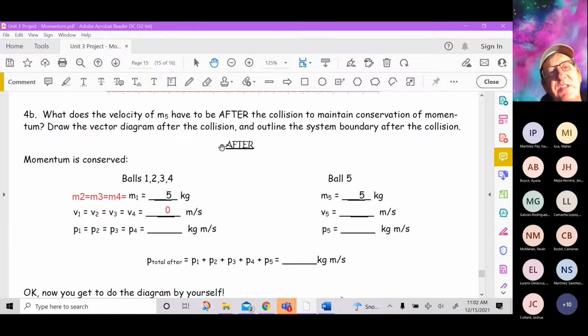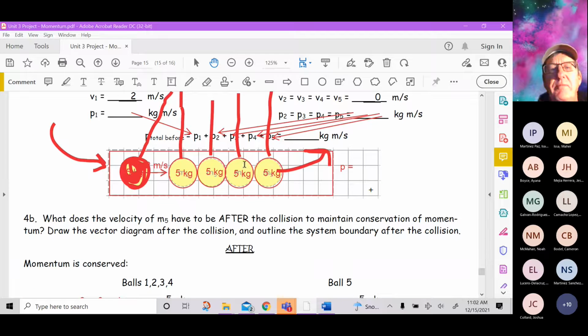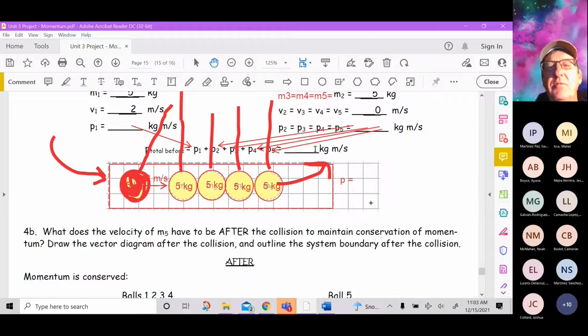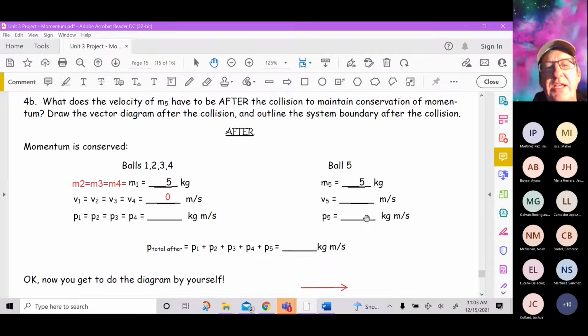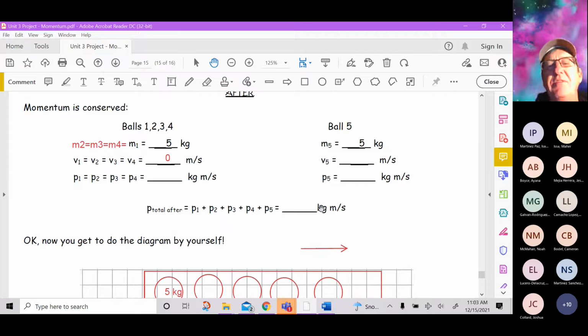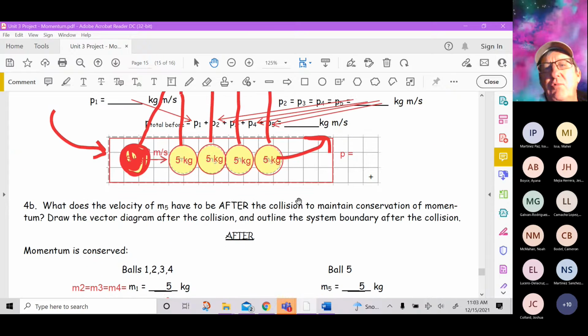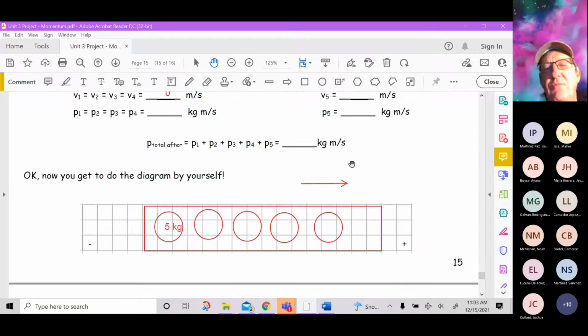Now this problem, since it's after, we already know the total momentum because we calculated it up here. In fact, we wrote it down over here, right? Should be something like 10. Whatever the momentum was at the beginning, because of conservation, is the same as the momentum at the end. So whatever your total momentum was on this diagram, you should have the same momentum here.